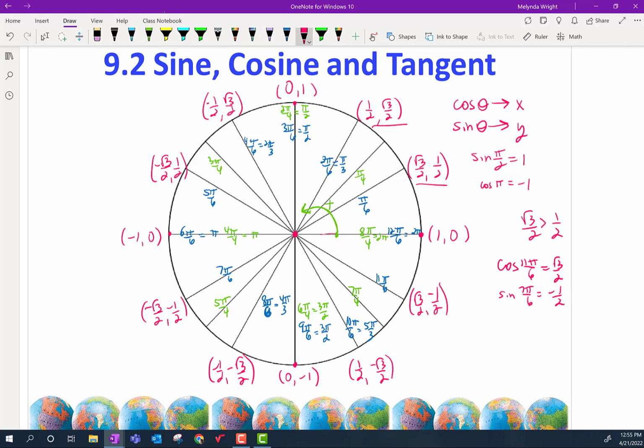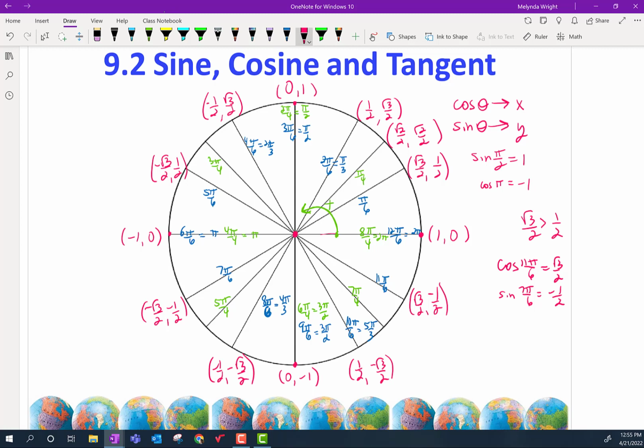All right, lastly, let's put our coordinate points with the 45, 45, 90s. Those I have in green. So the 45, 45, 90, I think, is the easiest because the x and y coordinates are identical. It's root 2 over 2, root 2 over 2.